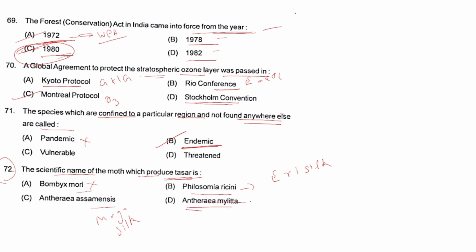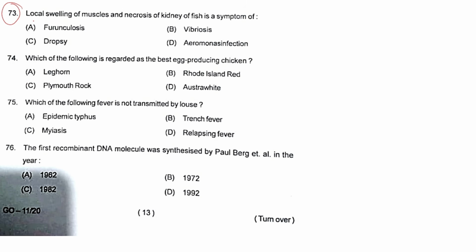And Antheraea mylitta, this is for your tussar silk. So option D will be the right answer. Next question, question number 73. Local swelling of muscles and necrosis of kidney of fish is a symptom of. Okay, the right answer for this will be option D, that is Aeromonas infection. So option D is right.